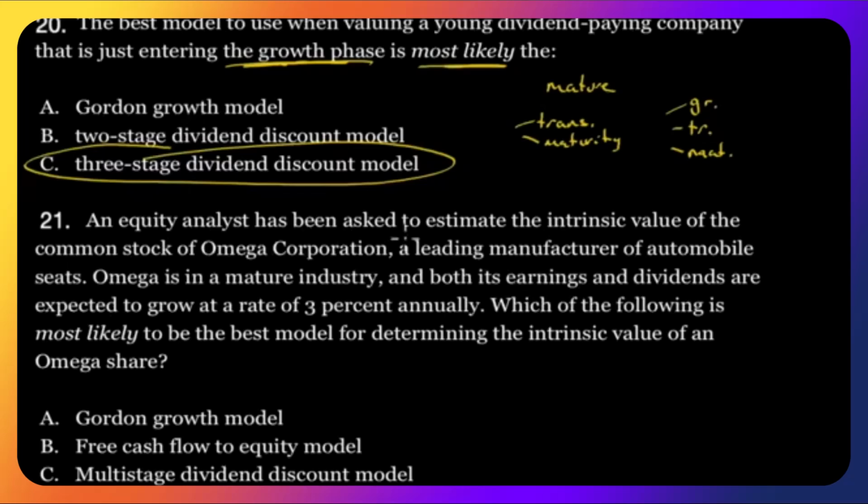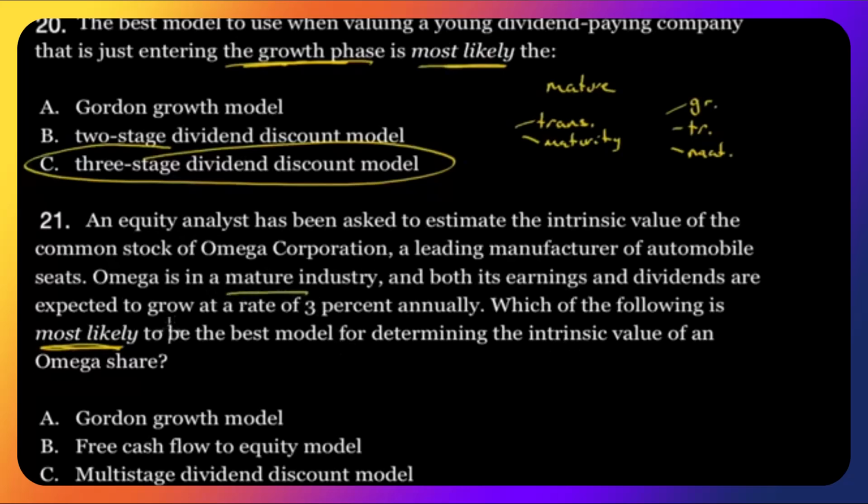An equity analyst has been asked to estimate the intrinsic value of the common stock of Omega Corp, a leading manufacturer of automobile seats. Omega is in a mature industry, and both its earnings and dividends are expected to grow at a rate of 3% annually. Which of the following is most likely to be the best model for determining the intrinsic value of Omega share?